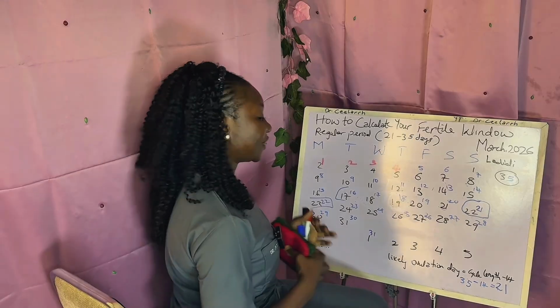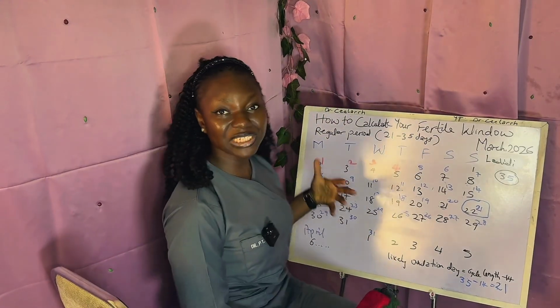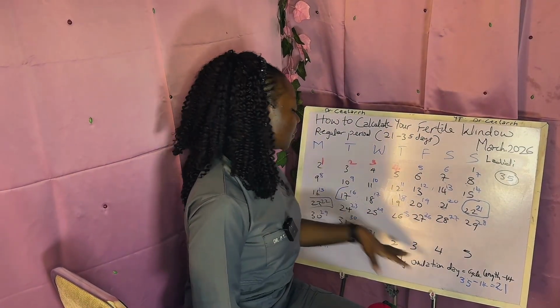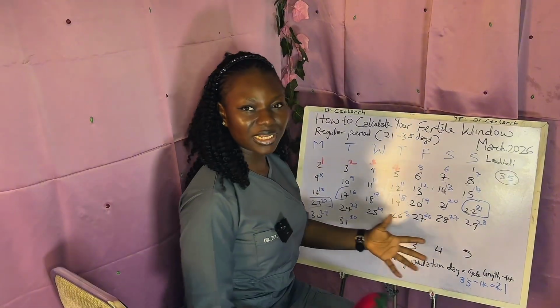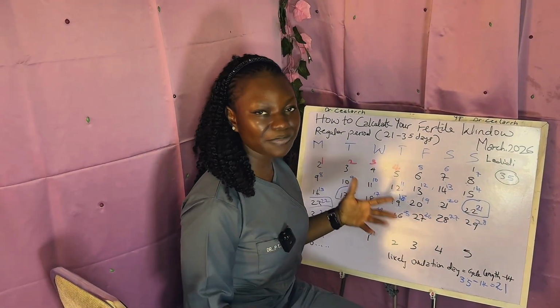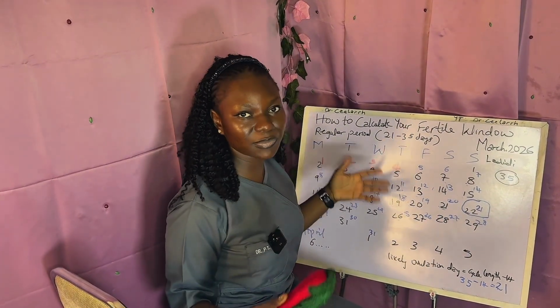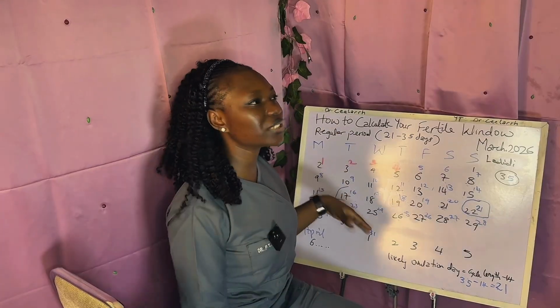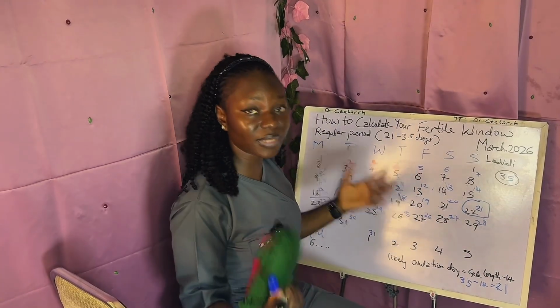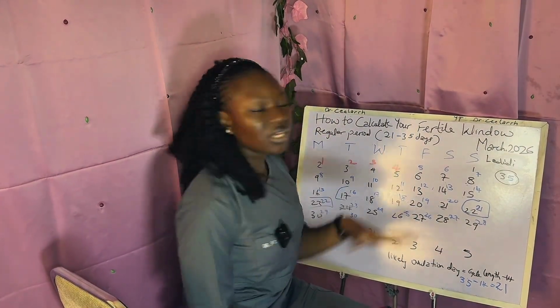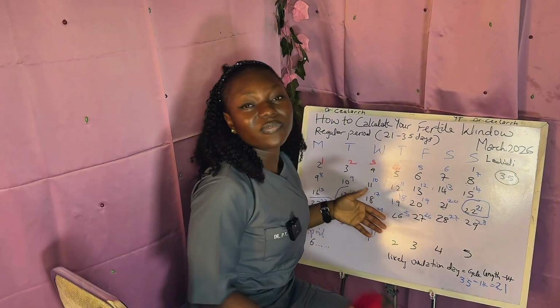So as you can see, depending on your cycle length, your likely ovulation day can vary. And always give allowance for these things, because your body, due to hormones, stress, nutrition, your weight, and a lot of things, can adjust, making your ovulation come earlier or even later.